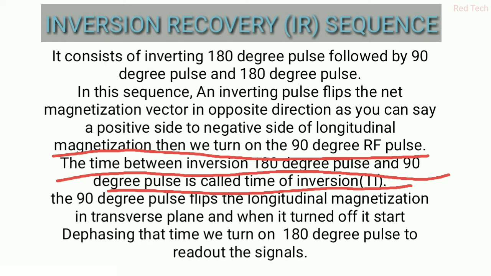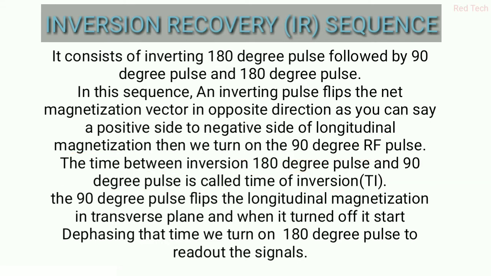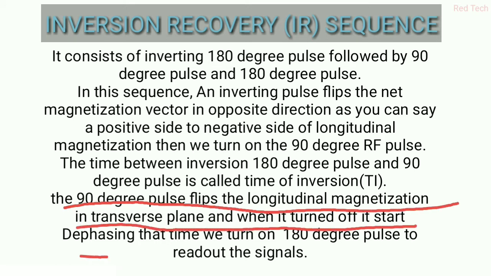We turn on the 90-degree RF pulse, and a new term begins in this sequence, which is the time between the inversion 180-degree pulse and the 90-degree pulse, which we turn on after inverting. That is basically called the time of inversion. It is the time between the inverting 180-degree pulse off and the 90-degree RF pulse on. You must remember the time of inversion.